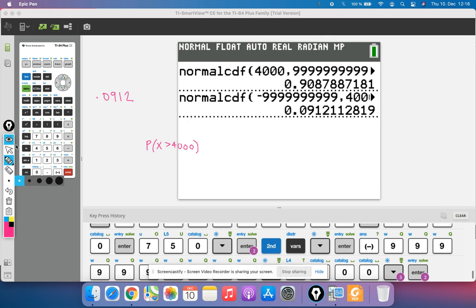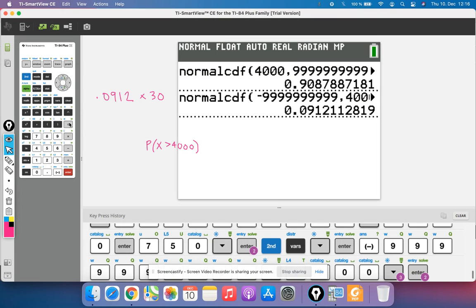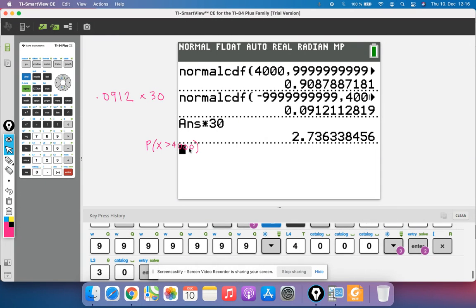Okay, and so to answer the question though, it says the expected number of days. So we're doing expected value. How many days in June are going to have the visitors less than 4,000? So we need to know how many days are there in June. I think it's 30. So we have to multiply this by how many ever days are in that month. So 0.0912 times 30, I can just say answer times 30. And so we would expect about 2.7 days.